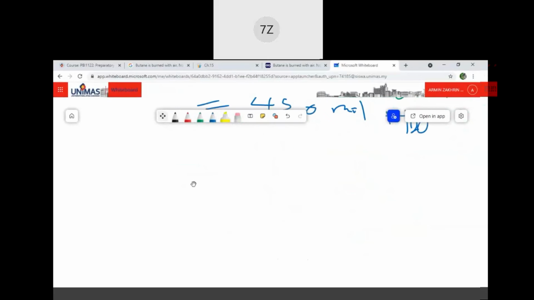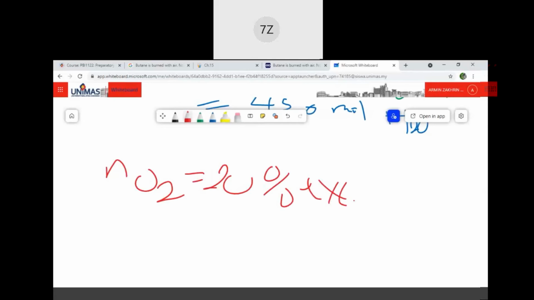Next, we need to find the number of mole of O2. The number of mole of O2 is different from the others. As you can see, it comes from the excess air given. From the 20% excess air you already found, you can find the number of mole of O2.